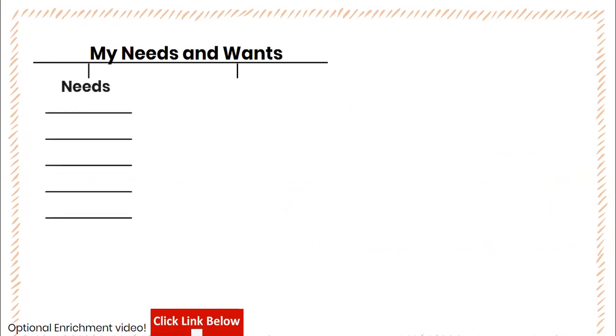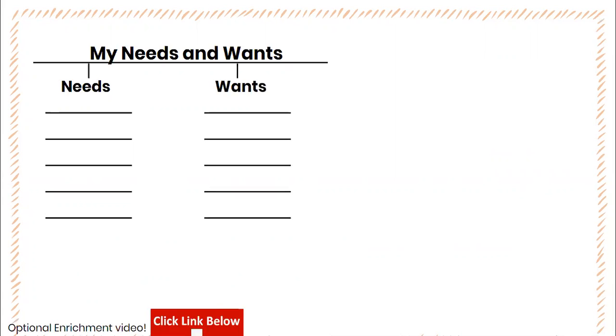The first thing you want to do to organize your thinking, you may create a tree map of my needs and wants. On one side, write down needs. What things do you need? Write down 5 things you need. Then on the other branch, wants. What are 5 things you want? Maybe it's something you want, but you don't really need it.